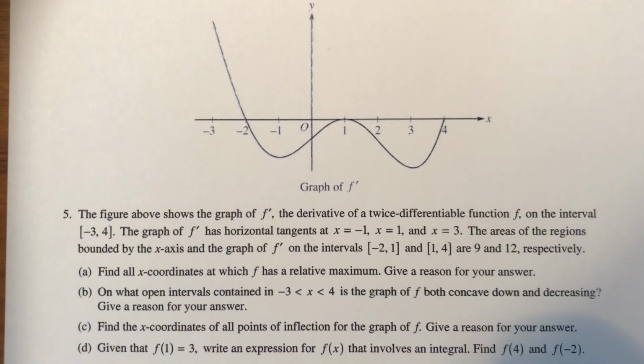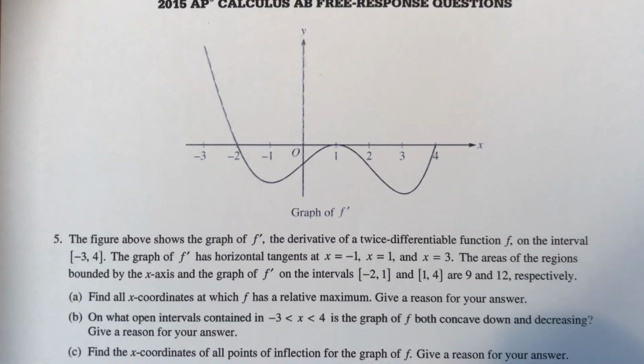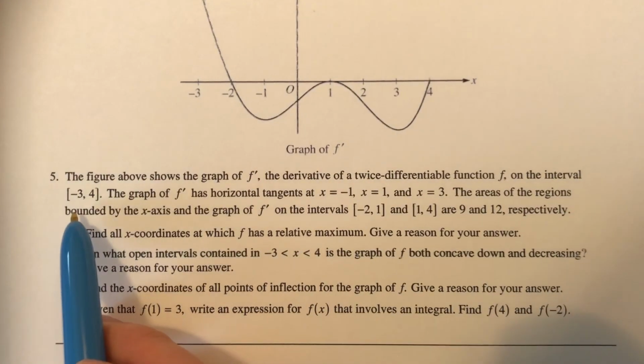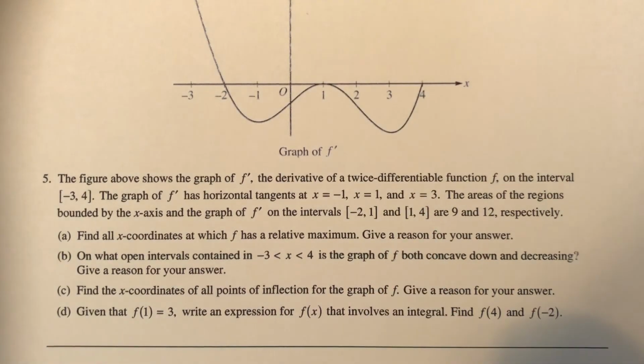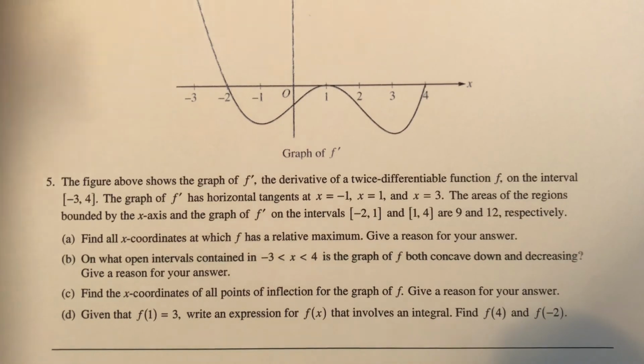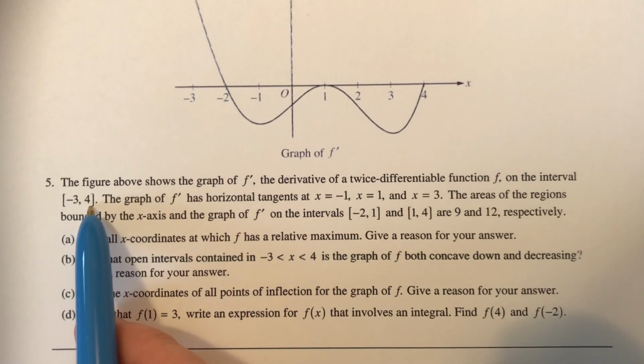So the figure above shows the graph of f prime, which is the derivative of the twice differentiable function f on the interval from -3 to 4. Now, they say it's twice differentiable because we're going to need our second derivative after a while, right? They just want you to know that the derivative exists, clearly. They showed us the graph of it. And also the second derivative exists. And it is twice differentiable on that interval from -3 to 4.